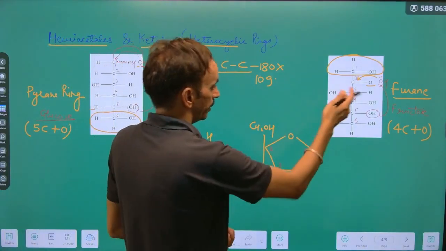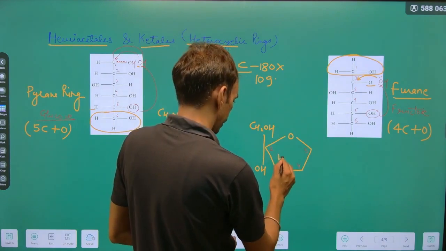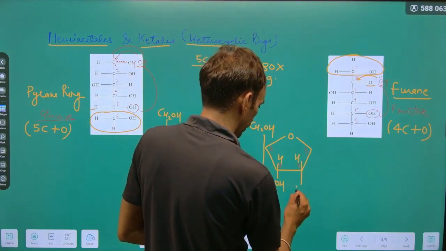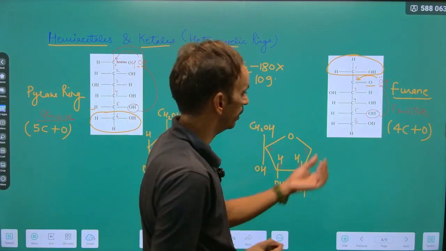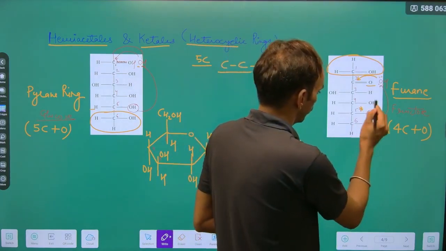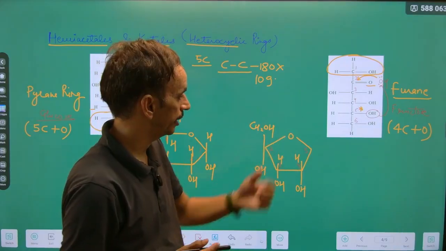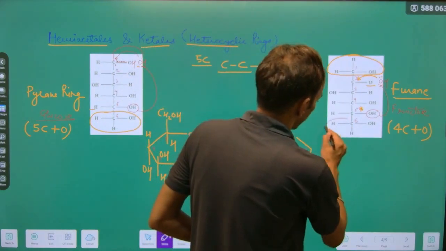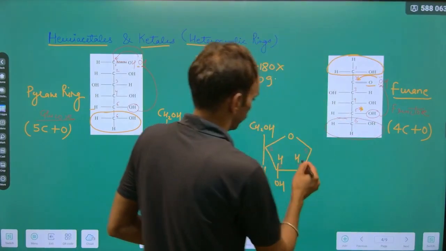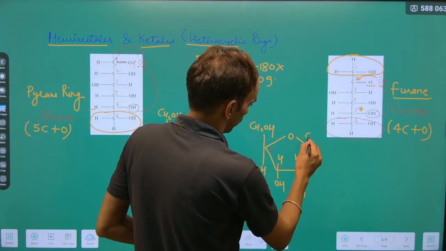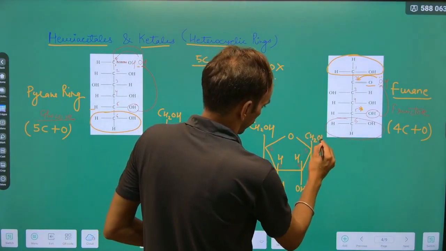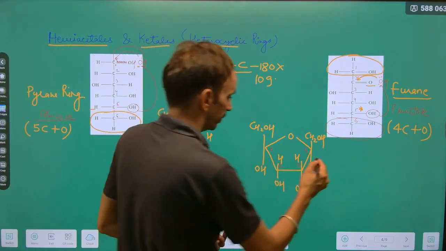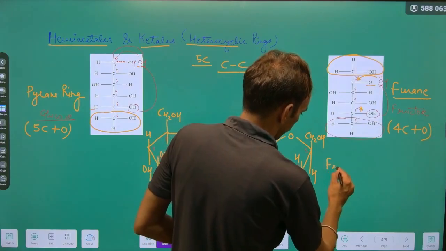On carbon number 3, there is H and OH. Carbon number 4 also contains H and OH. On carbon number 5, that is the penultimate carbon, it is having an H and again the CH2OH group. This is the ring structure of fructose, we can say.